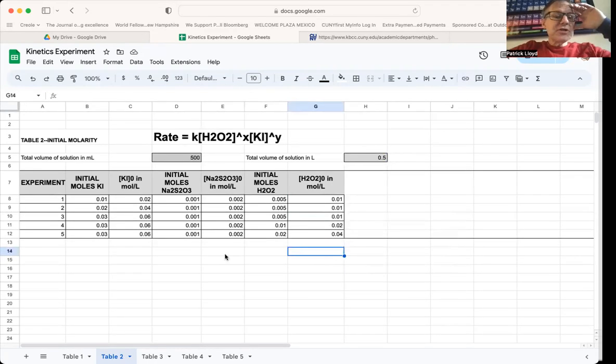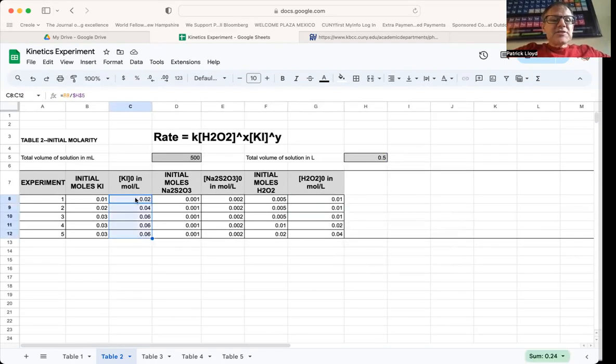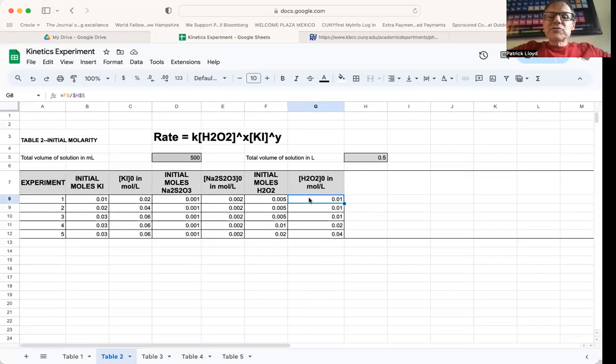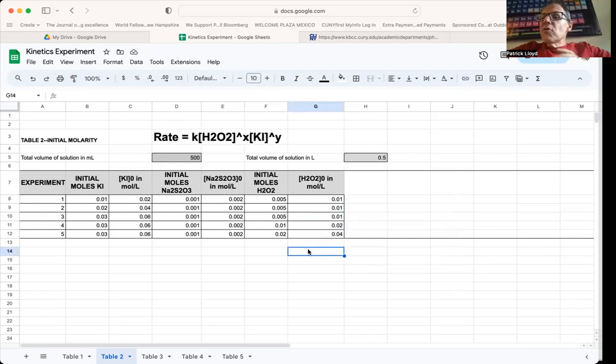Now we have the initial concentrations of the 3 important reagents that we're going to need for our calculations. The initial concentration of potassium iodide changes from experiment to experiment for 3, then it stays the same. The initial concentration of sodium thiosulfate remains the same each time, and the initial concentration of H2O2 changes for each experiment. Now, you probably only did 2 of these 5 experiments, but we're pooling all of our data, so now you have it for all 5. Next, in table 3, we're going to look at how these initial concentrations can be used to find the rate law.